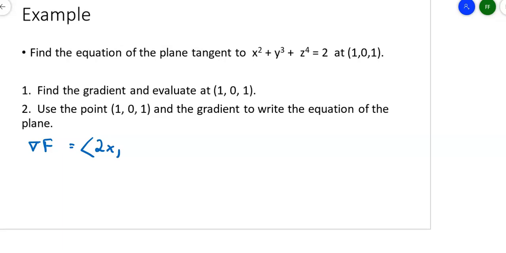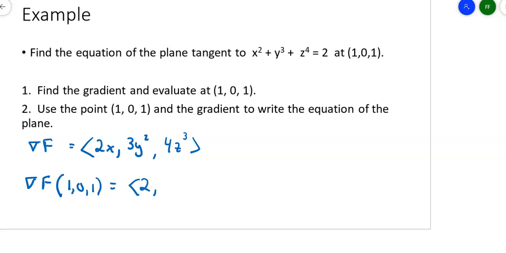Now take the derivative with respect to y. Well, now the first and the third terms drop out, and it's just the 3y squared in the middle. Derive with respect to z, and now you see the pattern. I end up with a 4z to the third. Now, evaluate that gradient at the point that I was given, which is 1, 0, 1. The first line that I wrote is the gradient just in terms of x, y, z. Now in terms of 1, 0, 1, well, 2 times 1 is 2. 3 times 0 is 0. 4 times 1 is 4.